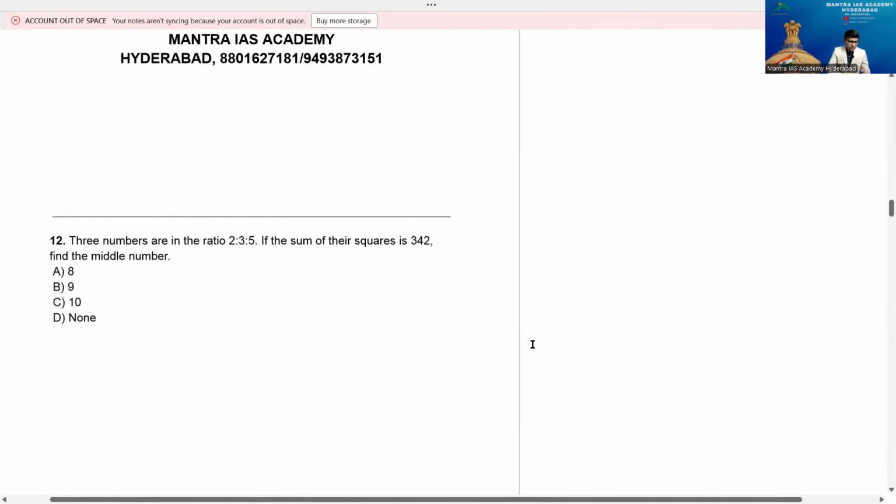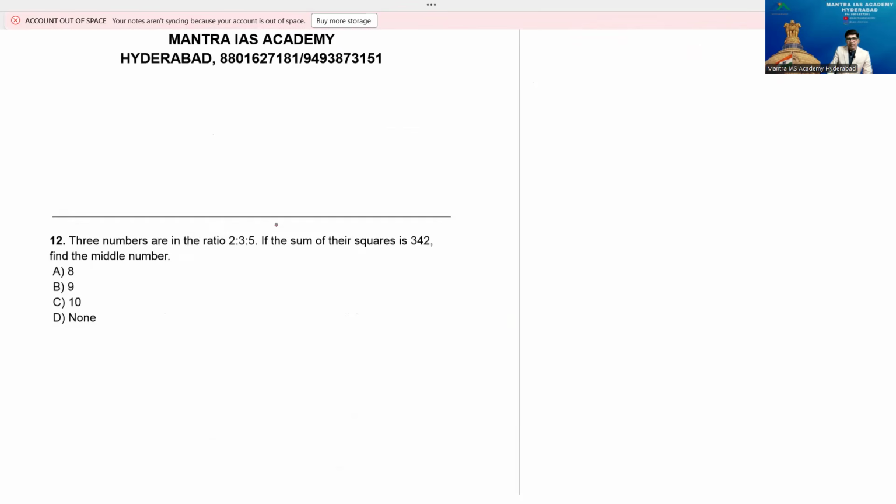So problem number 12 is, what is it here? Three numbers in the ratio 2 is to 3 is to 5. If the sum of their squares is 342, find the middle number. Whenever you have a ratio, I told you one thing: when the ratio is like this, first of all, the next step is numbers. So that is 2 is to 3 is to 5. When the ratio is this, the numbers are going to be 2x, 3x and 5x.